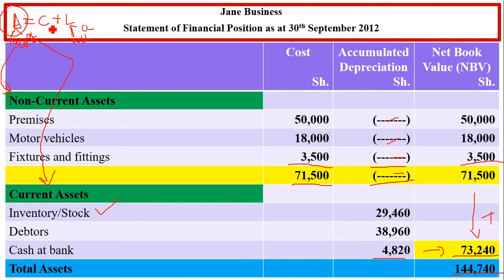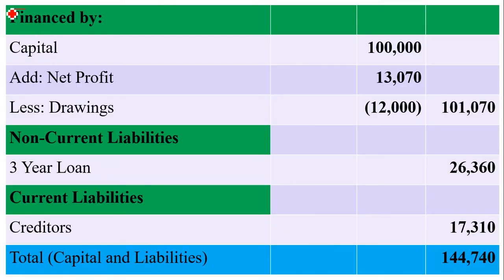So we move to capital, and capital will fall under the financed by section. Financed by here means that this business is financed by, one, capital or equity, whatever is contributed by the owner. And then we have liabilities, whatever the owner has borrowed. Anything that is borrowed is a liability. So we start with the capital.